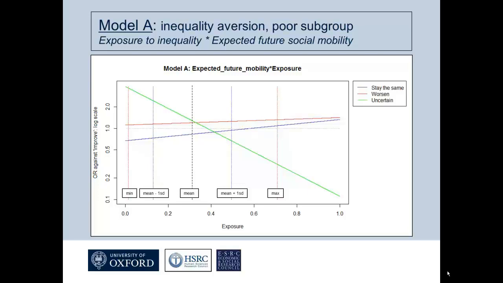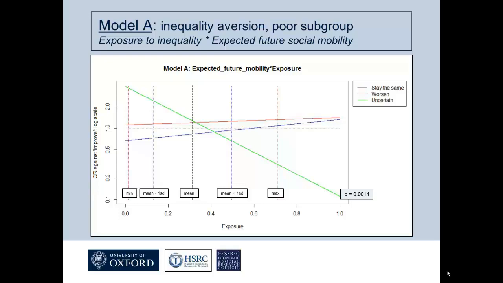However, there is a statistically significant difference between people who think their social position will improve and people who are uncertain of their social mobility future, in the way that exposure of poor affects views on income inequality, on inequality aversion. In geographical areas where exposure to income inequality is relatively low, people who are uncertain of their social mobility futures tend to have a greater aversion to income inequality than people who think their social position will improve.